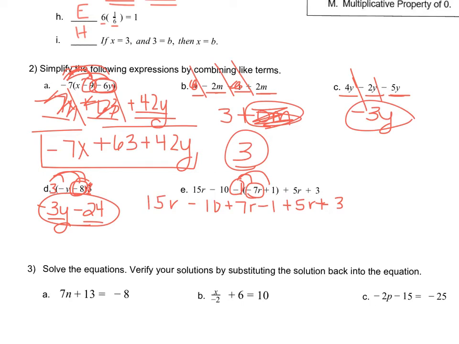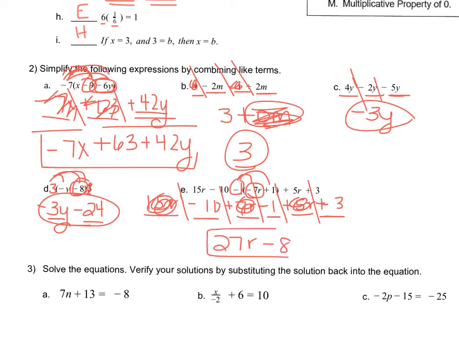And now I'm going to draw my slashes. So 15r I can combine with 7r and 5r. So 15 and 7 make 22. And 22 and 5 make 27r. Negative 10 and negative 1 make negative 11. And negative 11 plus 3 makes negative 8.